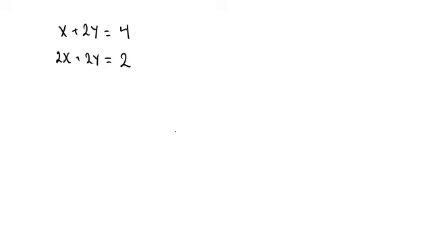We can solve this system quite easily using, for example, the elimination method. If I subtract x on both sides of equation 1, it says 2y is equal to 4 minus x. Then the second equation reads 2x plus 2y, and 2y was 4 minus x, and that should be equal to 2. And this simplifies to x equal to minus 2.